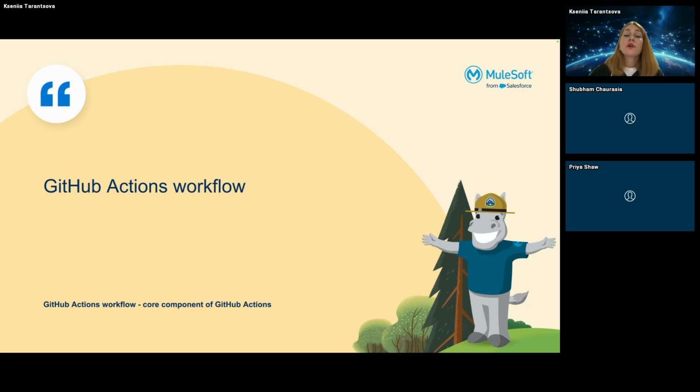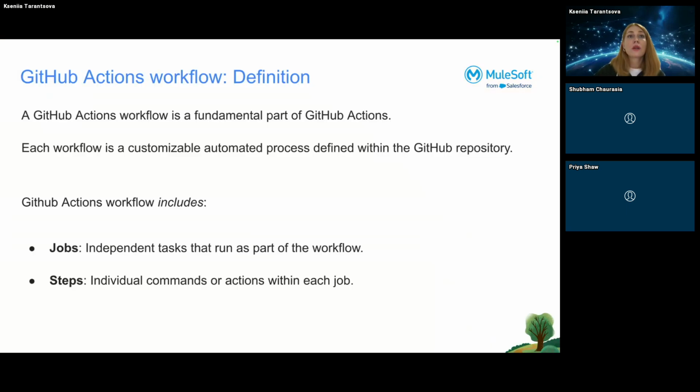And now it's time to talk about the components of GitHub Actions. The core component is the GitHub Actions workflow. A workflow is a fundamental part of GitHub Actions. Each workflow is described within a YAML file, as a customizable automated process defined within the GitHub repository. A GitHub Actions workflow includes two components: jobs and steps. Jobs are independent tasks that run as part of the workflow, and steps are individual commands or actions within each job.